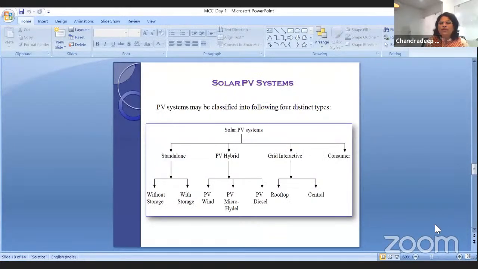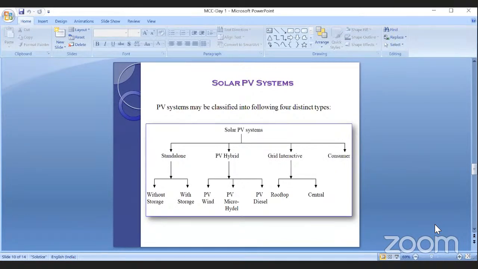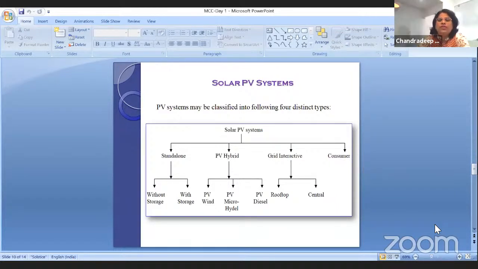So now we come to the systems. We have discussed only the modules, the solar modules. So now where will we be using those modules? What are the applications? Solar modules can be used in PV systems, because we also call it photovoltaic. Photovoltaic is a technology term, or simply you can call it a solar module. So solar module systems we use in four different applications.